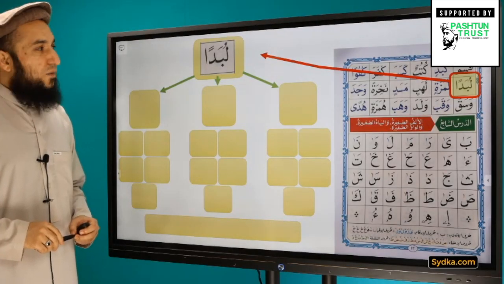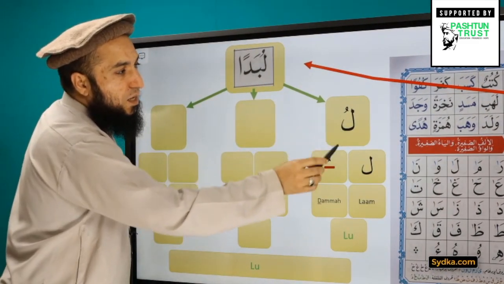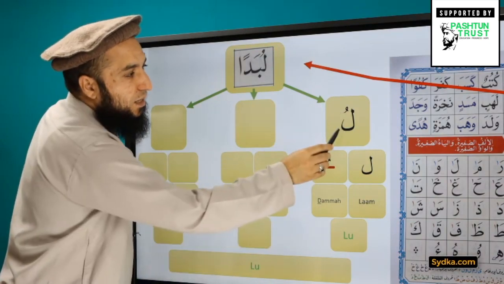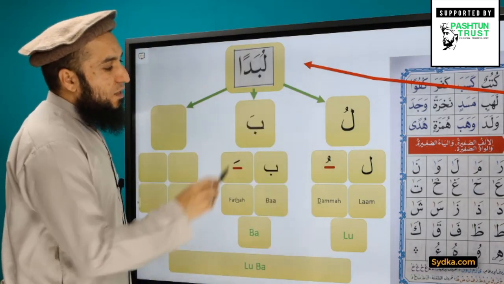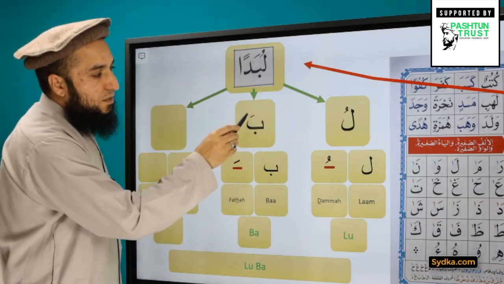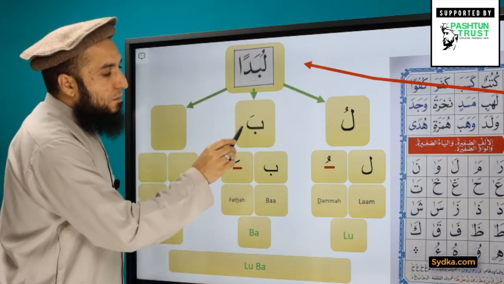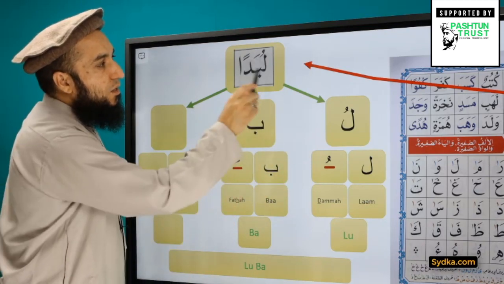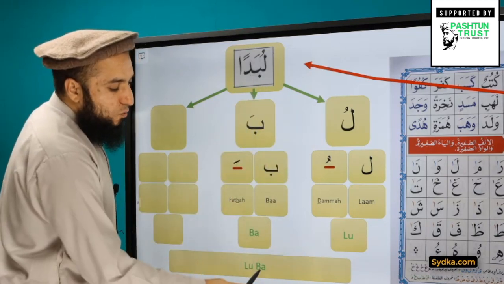So the first word we have is lubadan, and it has 3 syllables. The first syllable is lam dhamma lu. Lam is not silent, it has dhamma, and lam is a light letter. Lam dhamma lu. The next syllable is ba fatha ba. Ba is not silent, it has fatha, and ba is a light letter. Ba fatha ba. So now we combine these 2 syllables and we have luba, luba.